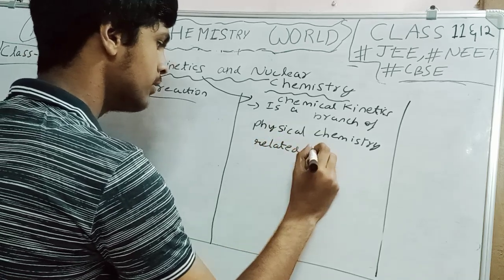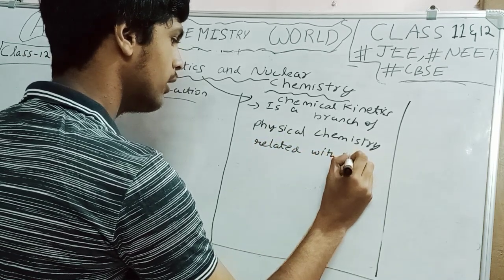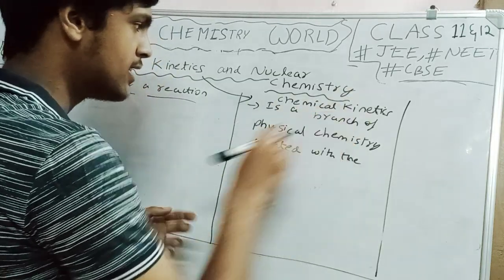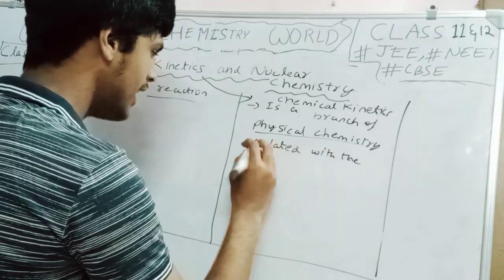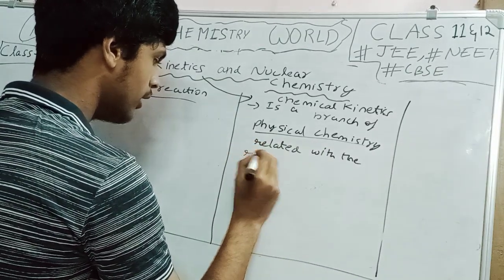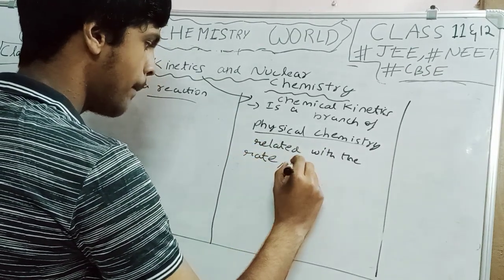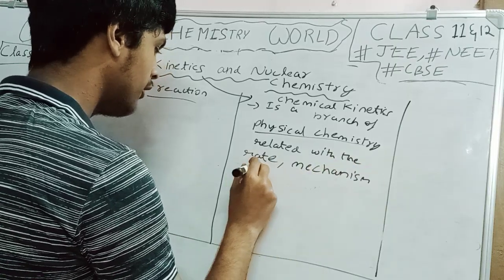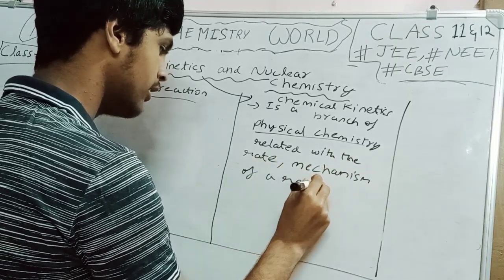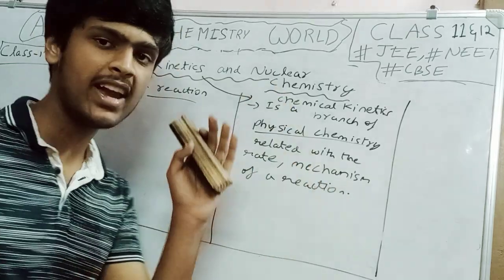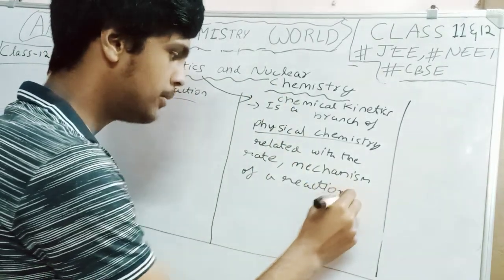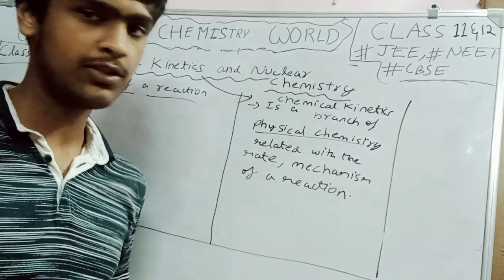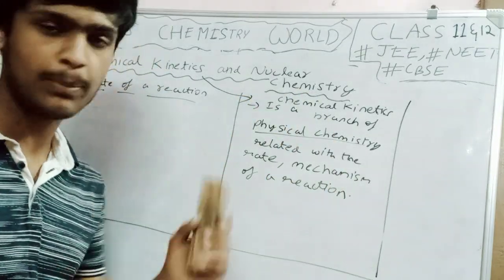Chemical kinetics is a branch of physical chemistry related with the rate and mechanism of a reaction. This is the main goal of this chapter.